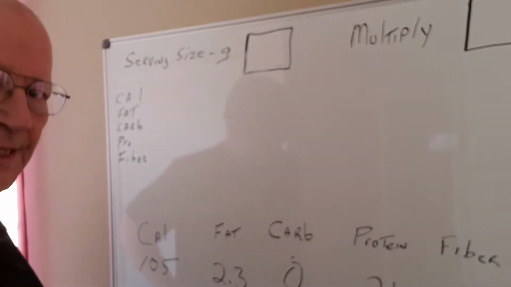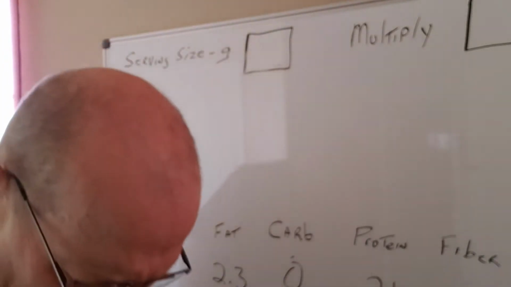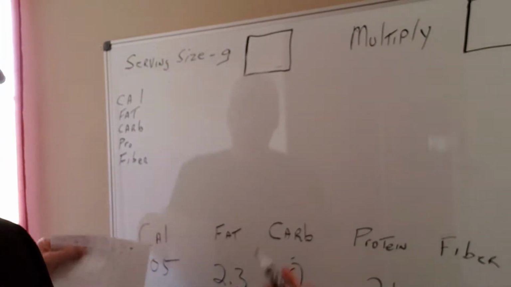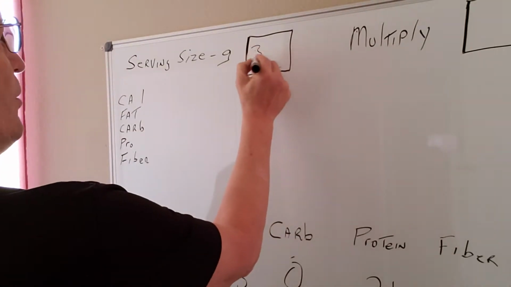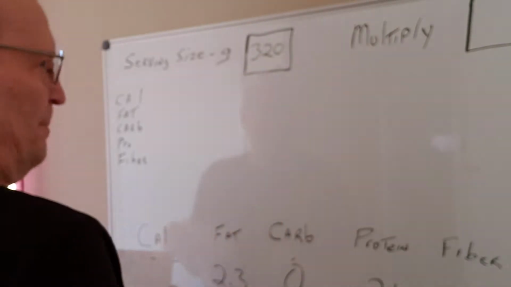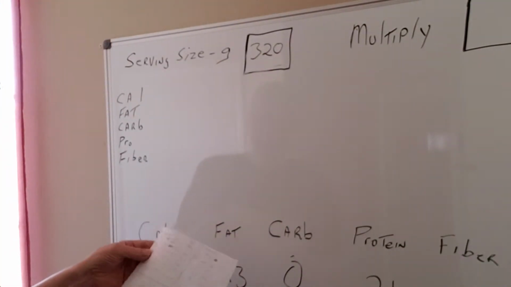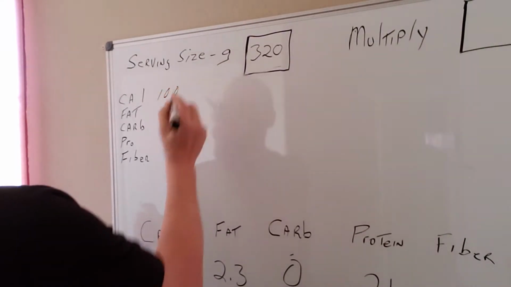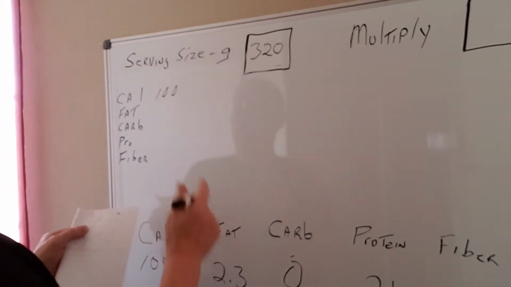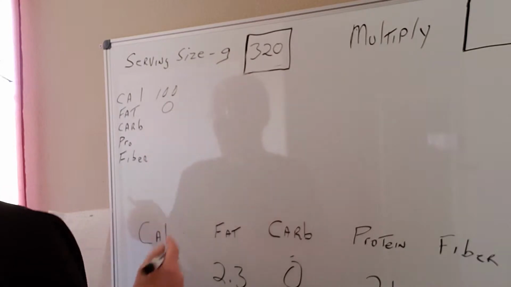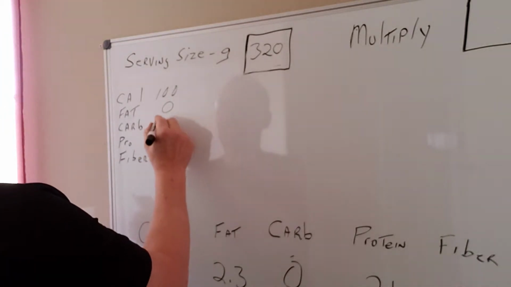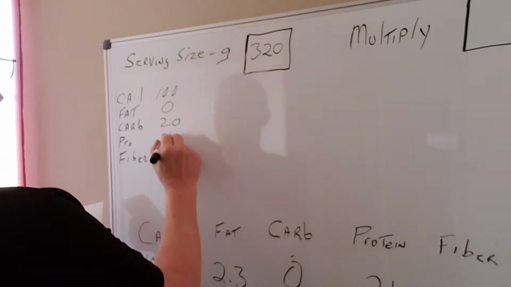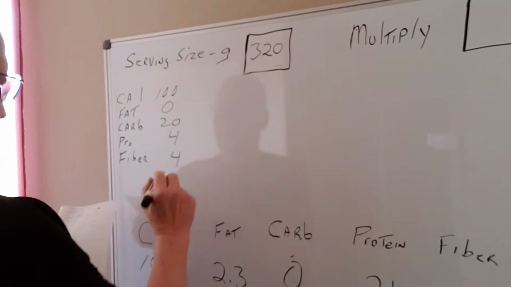One of the things I like with the fish is mixed vegetables. Now I know for a fact that if I do 320 grams of my mixed vegetables, I get 100 calories for that. So I've got 100 calories there, 0 fat in the vegetables. The carbohydrates is 20. My protein is 4. And my fiber is 4.